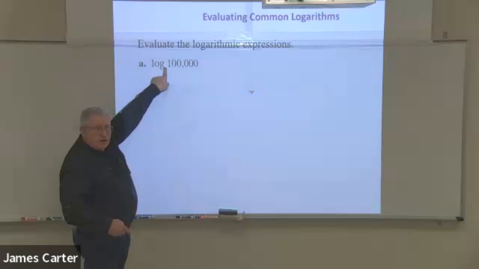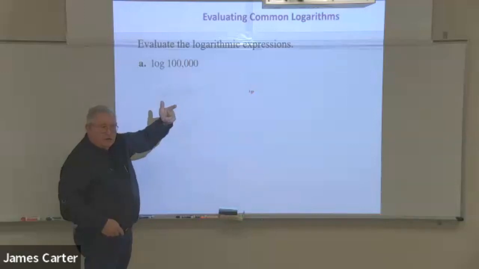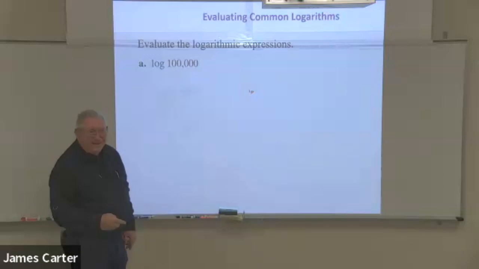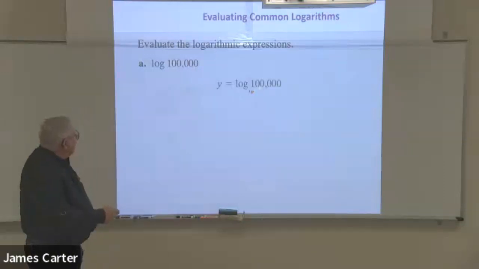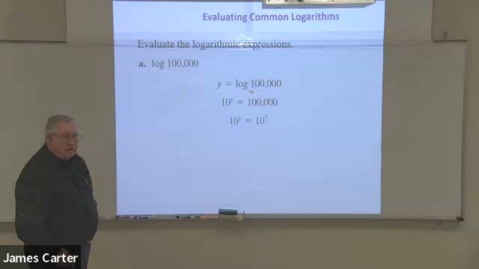Okay, so if we wanted to find the answer to this, then we need to realize there's a 10 here. 10 to what power is 100,000? 10, 100, 1,000, 10,000, 100,000. Count the zeros. So here I inserted the base 10. Okay, so I can convert it to exponential. 10 to what power is 100,000? Well, it's the fifth.